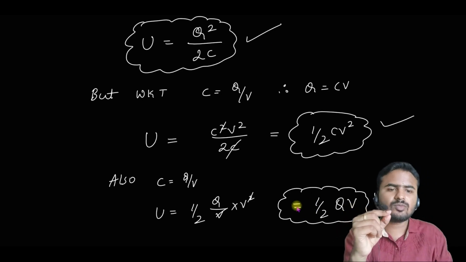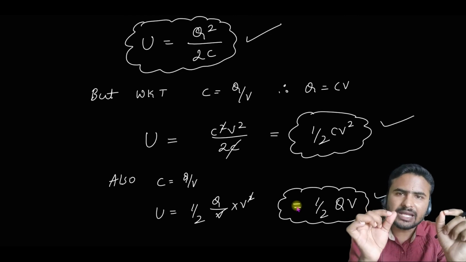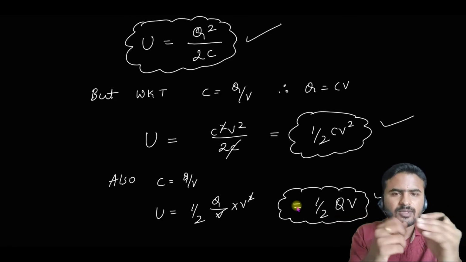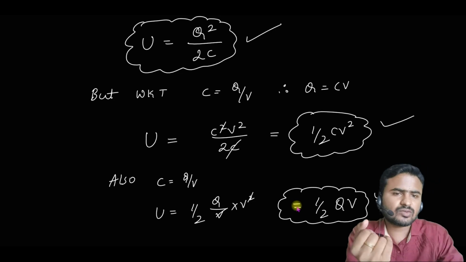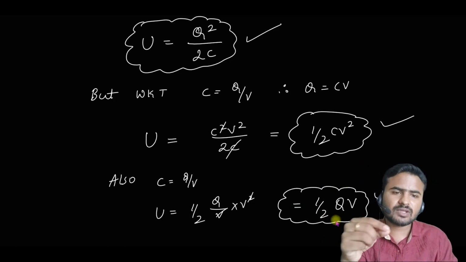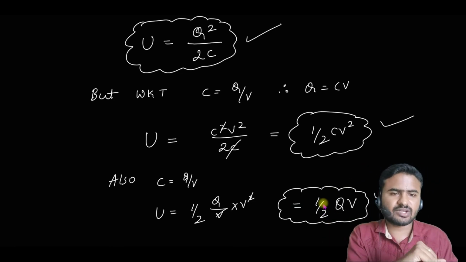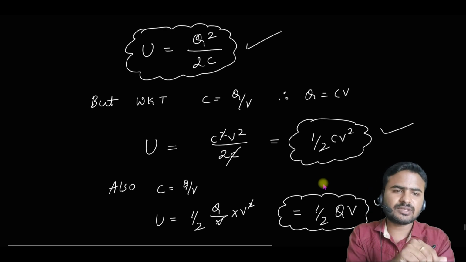So all the three formulas are valid. Depending on what data is given, you should choose which formula to use. Suppose they are given C and V, use the second formula. Suppose they have given Q and V, use the third formula. Easy to understand. All right, so this is about energy stored in the capacitor.